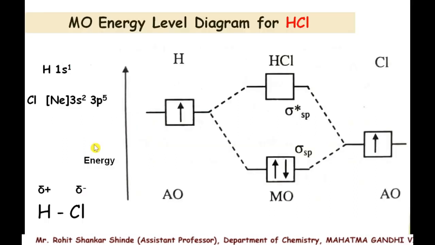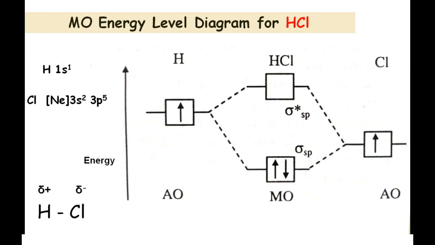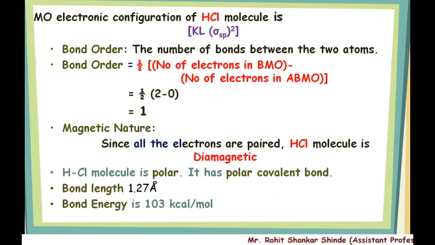Now let us see the diagram one more time. In the molecular orbital, all electrons are paired. Only two electrons are present, which are present in BMO, and these electrons are paired. There is no presence of any unpaired electron, and that's why the magnetic nature of HCl molecule must be diamagnetic in nature. Since all the electrons are paired, HCl molecule is diamagnetic.